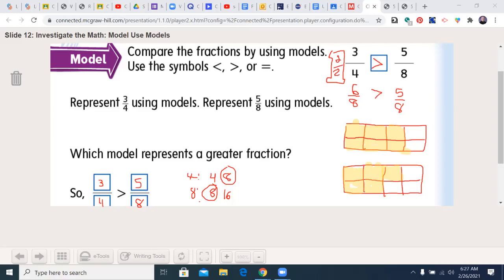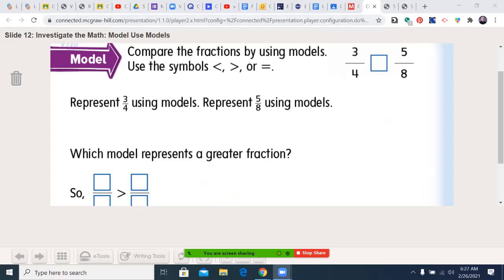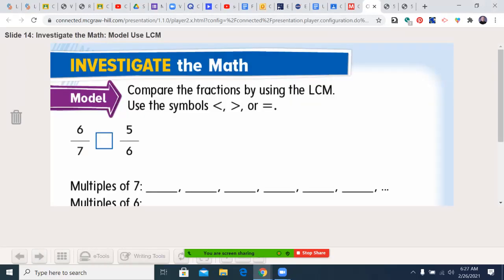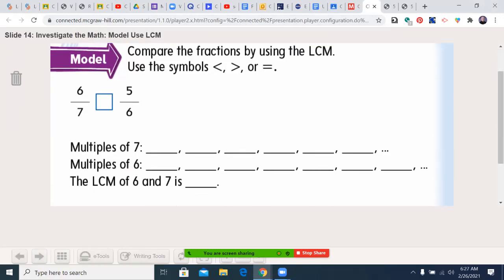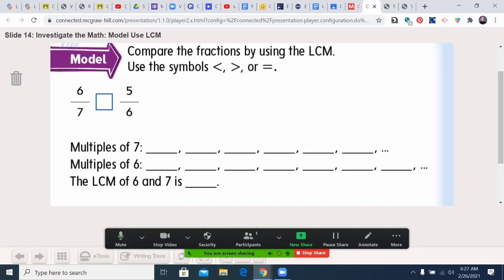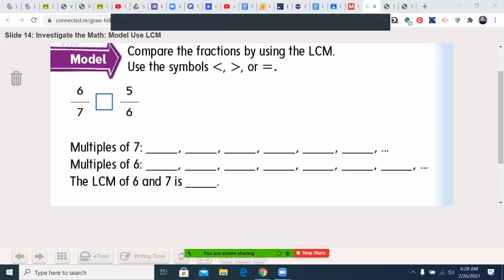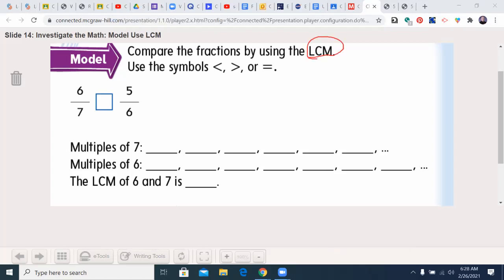I'm going to go ahead and clear the drawing. Let's see if the next slide is exactly what I expected. Well, you didn't see the student work, you saw mine. Oh, good. All right, so now we have to compare 6/7 versus 5/6. Most times you're not going to draw a model. Are you allowed to draw a model? Yeah, you can. But by and large, you're going to want a quicker way, especially when you get into middle school and high school, drawing models takes time. So we're going to use the least common multiple as our way to do it.